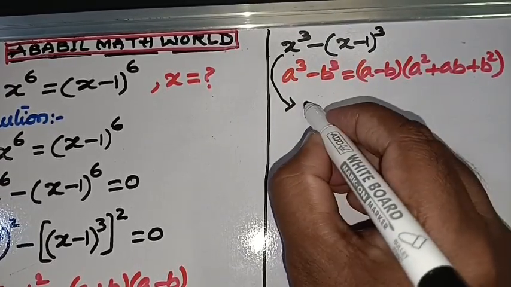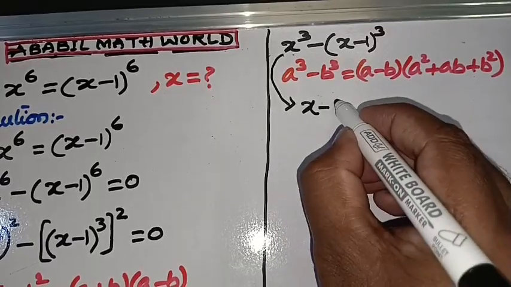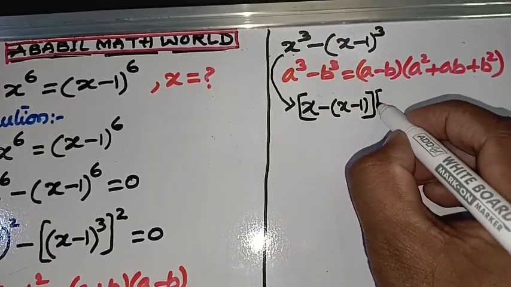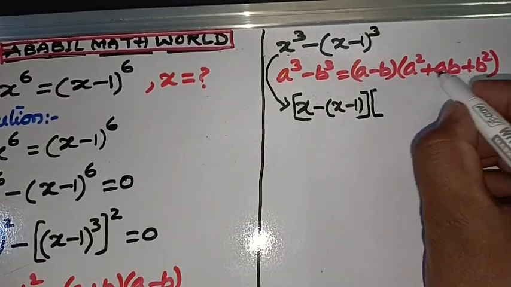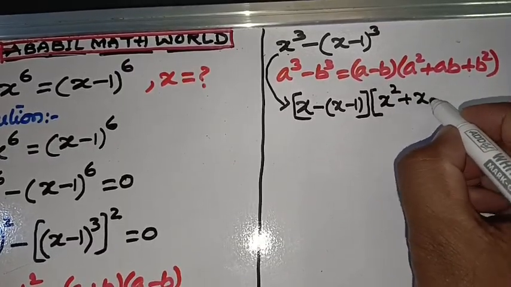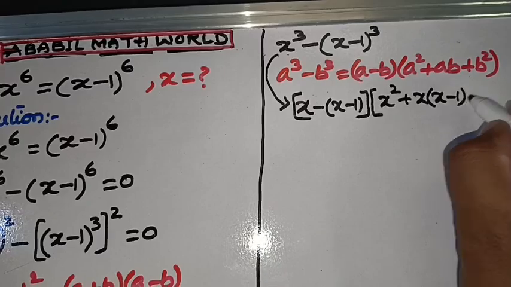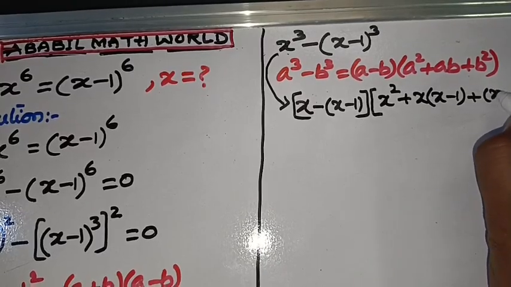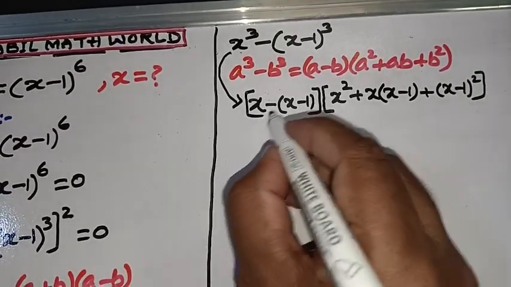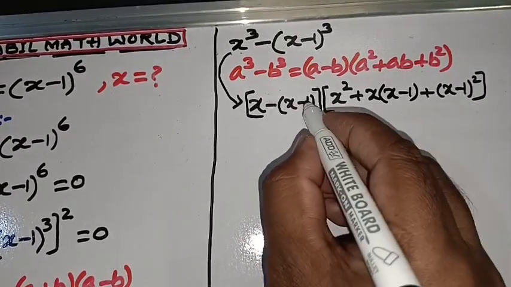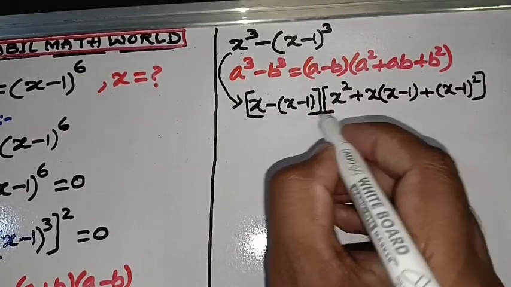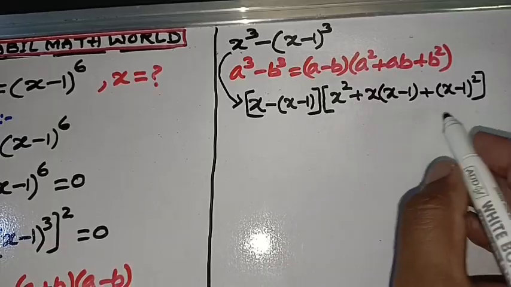So that becomes a minus b. A is x, minus (x minus 1), it is a minus b, times (a square plus ab plus b square). Still I have to write x square plus a is x, b is x minus 1, plus b square, that is (x minus 1) whole square. So here x and x we can cancel, and this minus of minus 1 becomes plus 1. So this complete whole bracket, whatever is inside it, becomes 1. So 1 into anything is one real number.